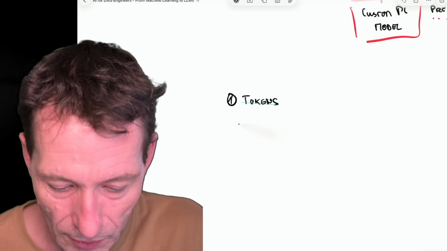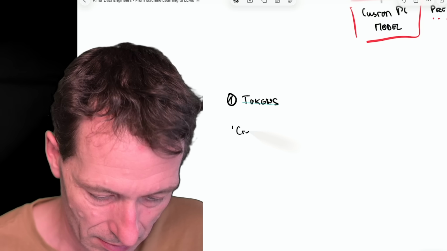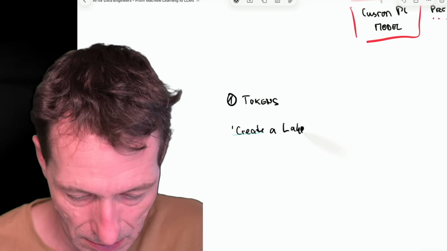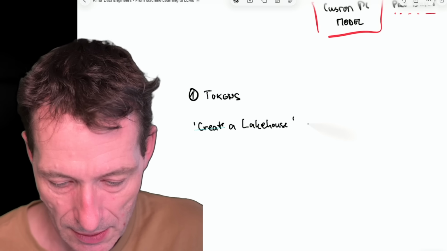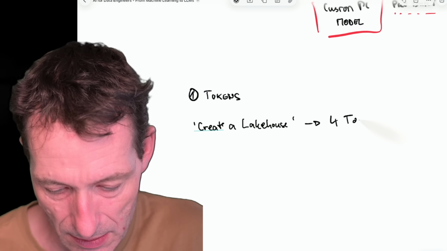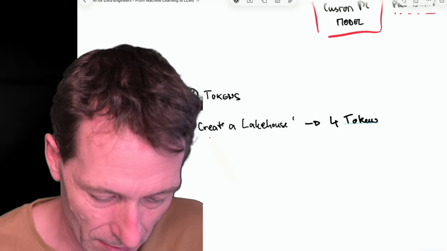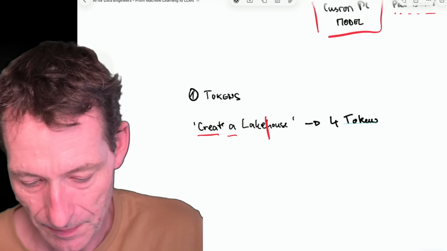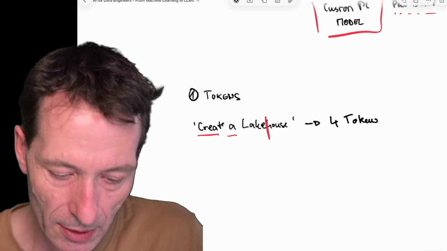So everything that you type, like build or create lakehouse, is tokenized. So this sentence produces 4 tokens, which are: create, a, lake, house. But the tokens are very different.